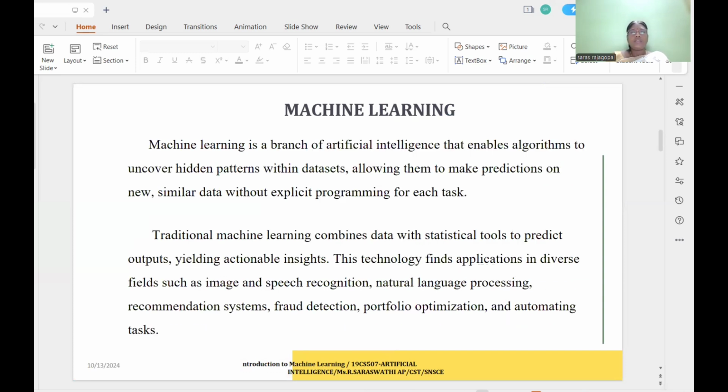Machine learning is a branch of artificial intelligence that enables algorithms to uncover hidden patterns within the dataset, allowing them to make predictions on new similar data without explicit programming for each task. Traditional machine learning combines data with a statistical tool to predict the output, yielding actionable insights. The technology finds application in diverse fields such as image and speech recognition, natural language processing, recommendation systems, fraud detection, portfolio optimization, and automating tasks.